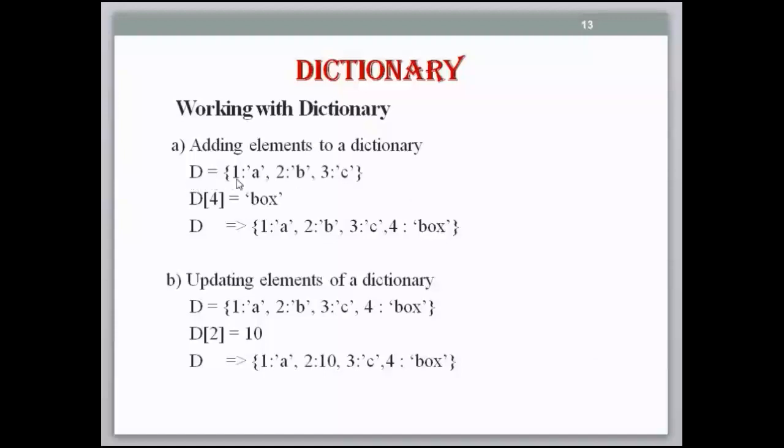Suppose you have a dictionary like 1 colon A, 2 colon B and 3 colon C. Like these are the keys 1, 2, 3 and you want to add elements. So how you can do that? You can use D[4] equals to box. So 4 will become the key and box will become the value. So here you can see the dictionary.